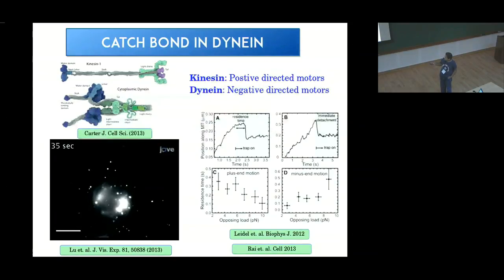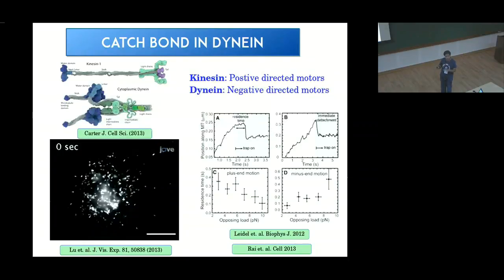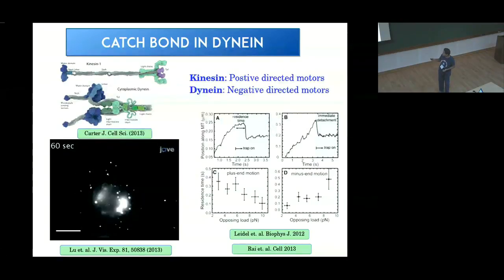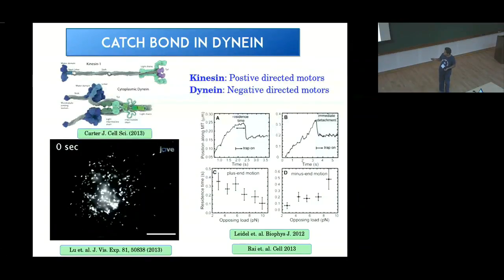If you look at kinesin, this is for plus end motion, what you see is that as you increase the load, as you increase the opposing force on the cargo, the residence time decreases, which is what you would expect. If you pull on a cargo with a lot of force, the motors try to unbind much faster. On the other hand, if you look at the same experiment for dyneins, what you see is that if you increase the opposing load, the residence time of dynein actually increases on average, or it can increase in certain cases.